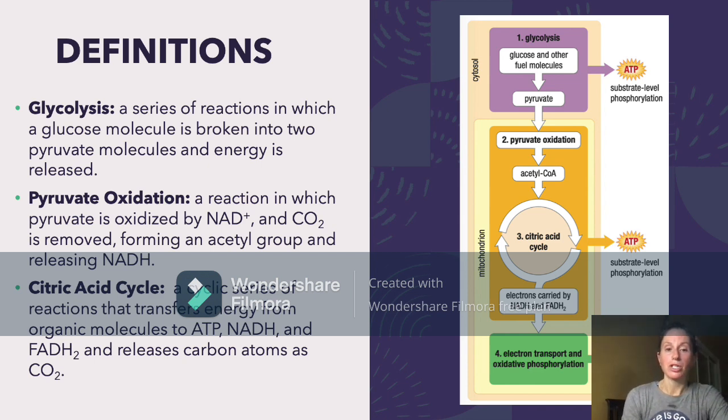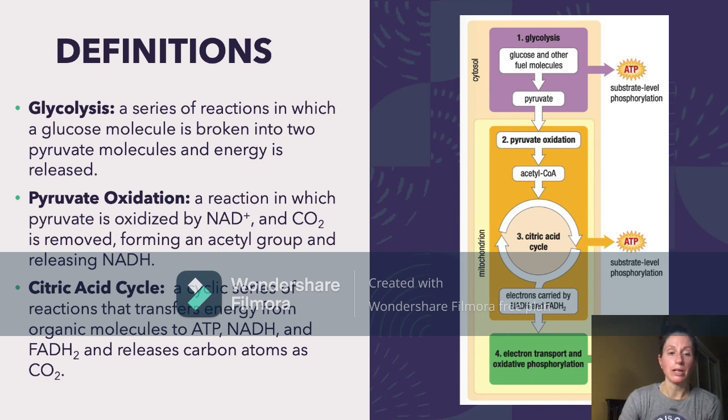Pyruvate oxidation is the shortest reaction, and this is where pyruvate is oxidized by NAD+. So what is NAD+? NAD+ is an electron acceptor. So it can be reduced to NADH, and it's going to carry those electrons to the final stage, the electron transport chain. So it's literally called an electron carrier.